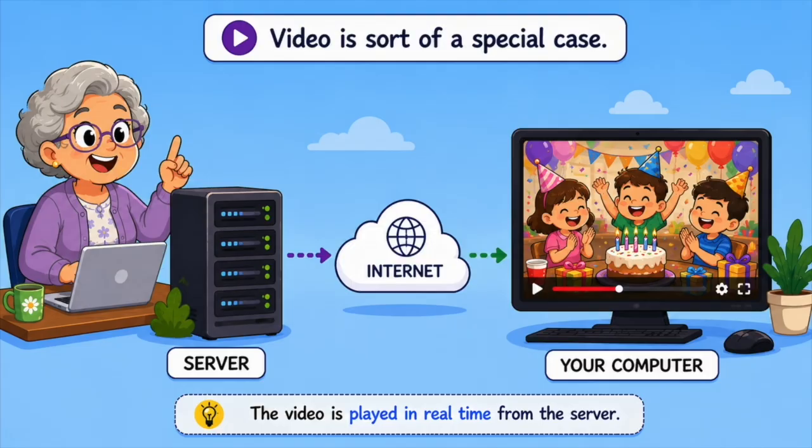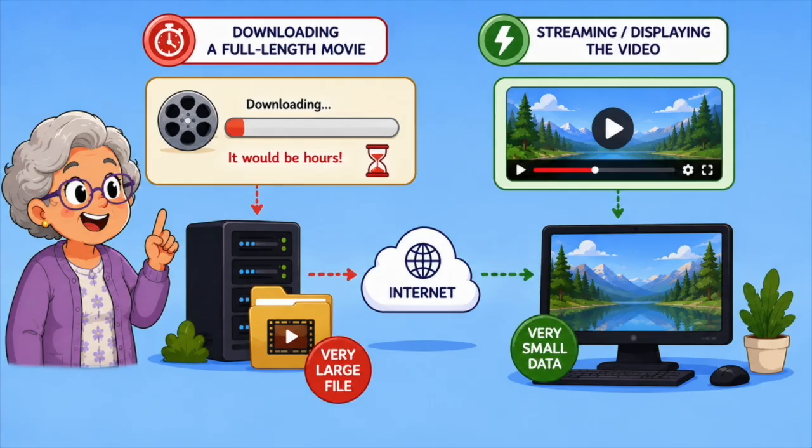Video is a special case. What you see as a video is not brought down to your computer. It stays on the server and is played from the server. Because if you were trying to download a full-length movie, it would take hours. But the data to display it is very small. So that's why you can have almost instantaneous watching on YouTube, because it's not downloading the entire video. It's just downloading the data to display it.